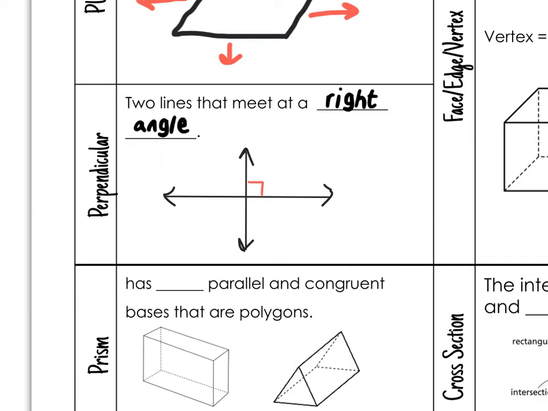Okay, in the next section we have the vocabulary word perpendicular. Perpendicular is when there are two lines that meet at a right angle. So here in this picture I drew two lines, and then in red pen I put a little square, so that makes a 90-degree angle. Pause the video to copy it down and press play when you're ready to continue. Please pause now.